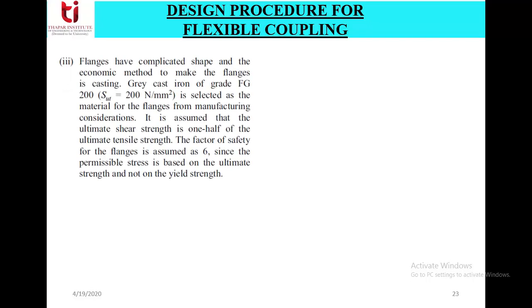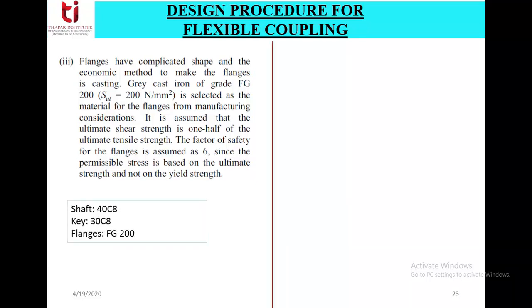Then we have the flanges. Flanges are generally made up of a brittle material like grey cast iron. So FG200, which means that its ultimate strength is 200 megapascal, is selected. And for flanges, we generally take a higher factor of safety. So here we are assuming factor of safety as 6.